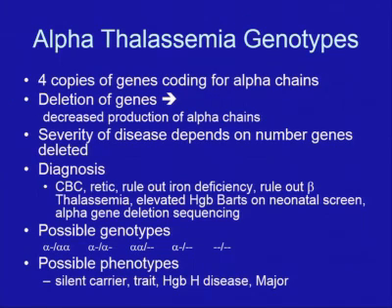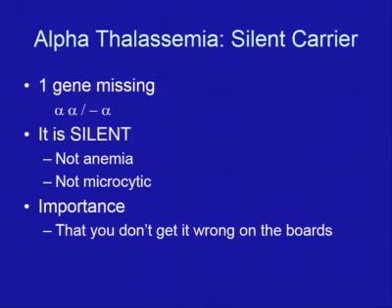So because there's 4 different possibilities, you can either be a silent carrier with no symptoms, no findings. You can have a kind of trait or minor situation. 3 genes we call hemoglobin H disease, and 4 genes is alpha thal major. So again, one gene missing is a silent disease, so they really shouldn't be anemic. They minimally could be microcytic, but usually not. And really the importance for this is that you don't get it wrong on your board exam. So if you have 1 gene, the answer is asymptomatic silent carrier.